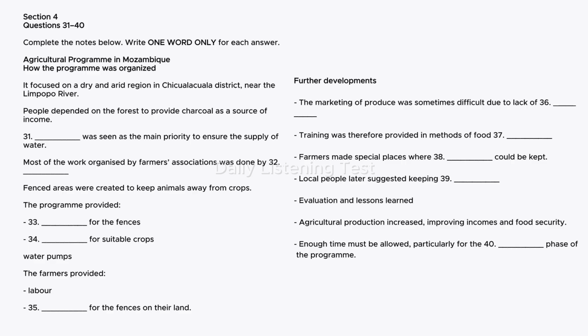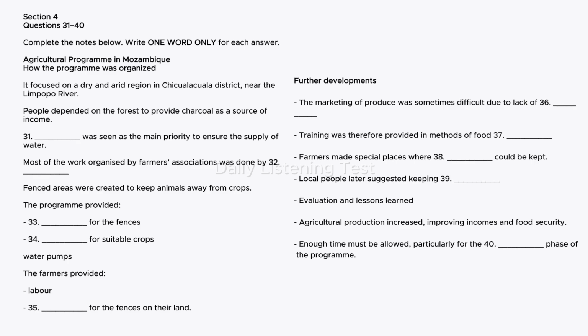I'm going to describe a case study of an agricultural project that was introduced to assist farming communities in Mozambique, a country in the southeast of Africa where agriculture is the main occupation. The project focused on 3 rural settlements located in Chiqualaquala district, close to the Limpopo River.